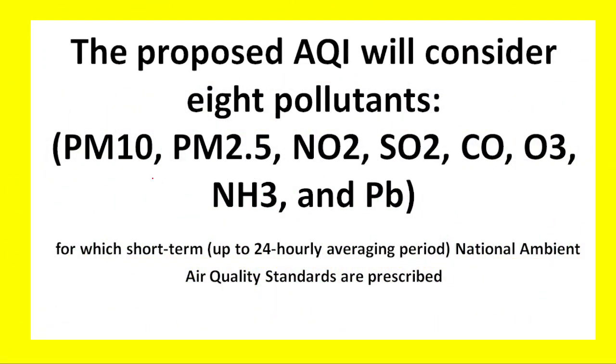Okay, next, proposed AQI will consider air pollutants. ये भी प्रिलिम्स पॉइंट ऑफ व्यू के लिए इंपॉर्टेंट है। PM10, PM2.5, NO2, SO2, CO, O3, NH3 and lead, Pb. Okay, this is important from the prelims point of view. It is developed by CPCB, okay, 6 segments and 8 pollutants.